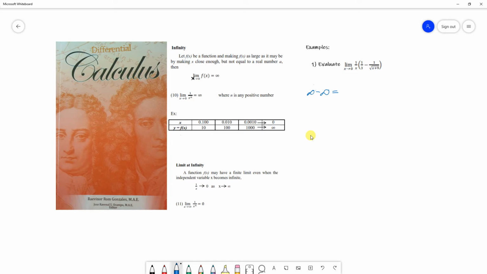If the minuend is greater than the subtrahend, positive siya, di ba? But if the subtrahend is greater than the minuend, magiging negative. Since we don't know the exact value of infinity, the answer is undefined, because this expression is indeterminate. So, hindi natin alam which one is greater, the minuend or the subtrahend. So, undefined.